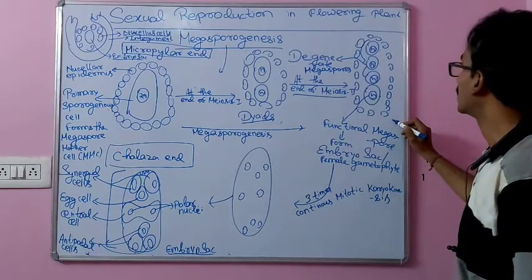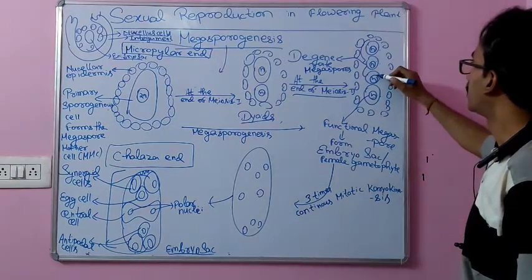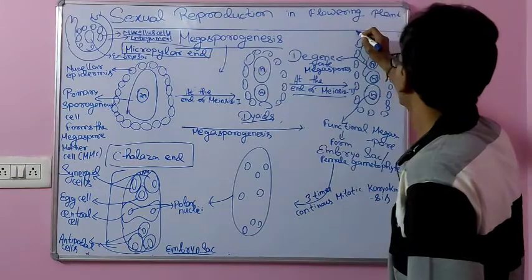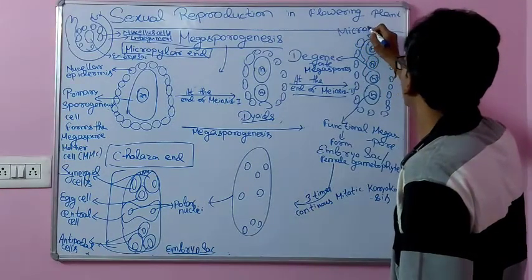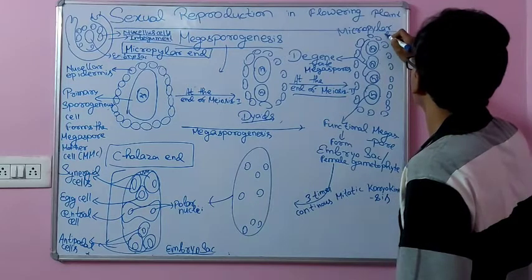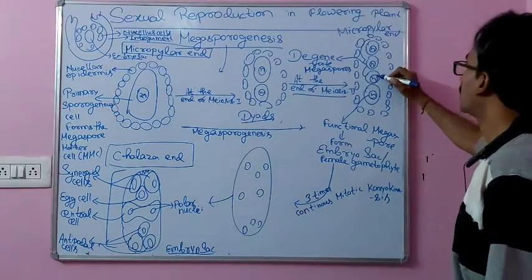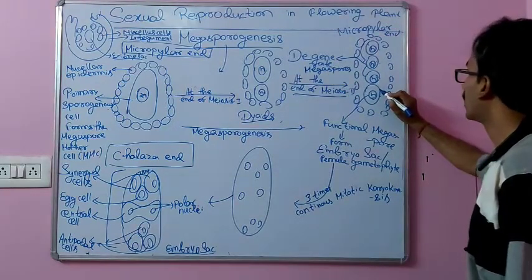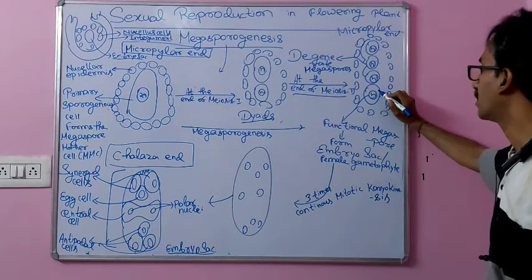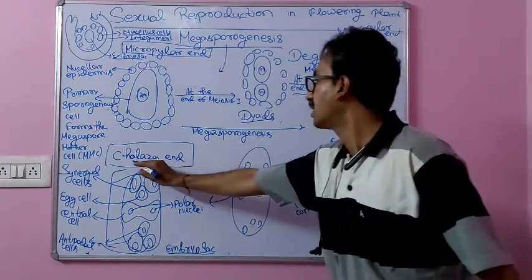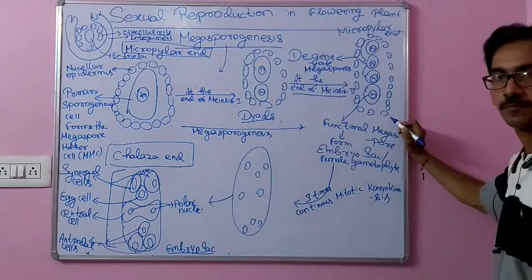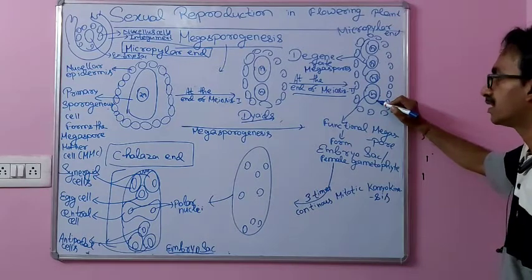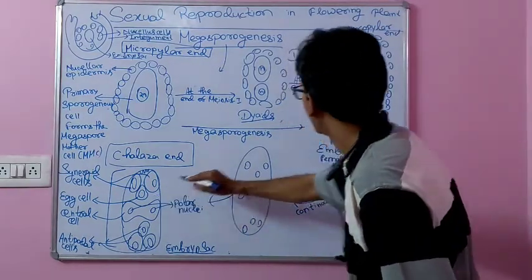After megasporogenesis, mark here the micropylar end. Here it must be the micropylar end. The 3 megaspores that are present at the top degenerate, that is given here, and the lower one megaspore, towards this larger end, is the only functional megaspore. This functional megaspore gets enlarged and differentiated to form the embryo sac. Now, how does it form the embryo sac?